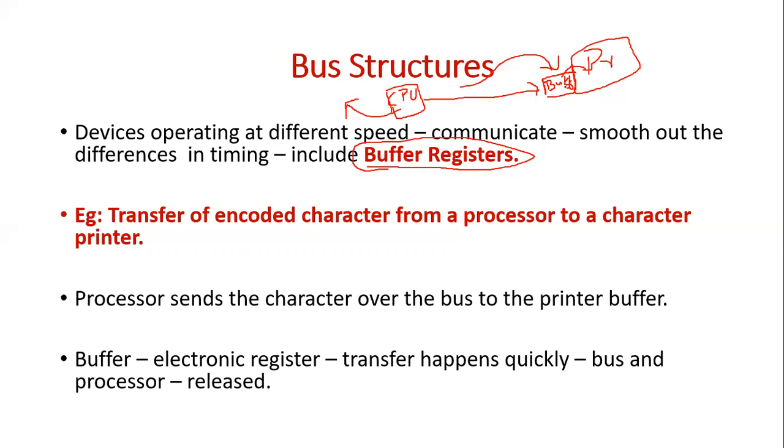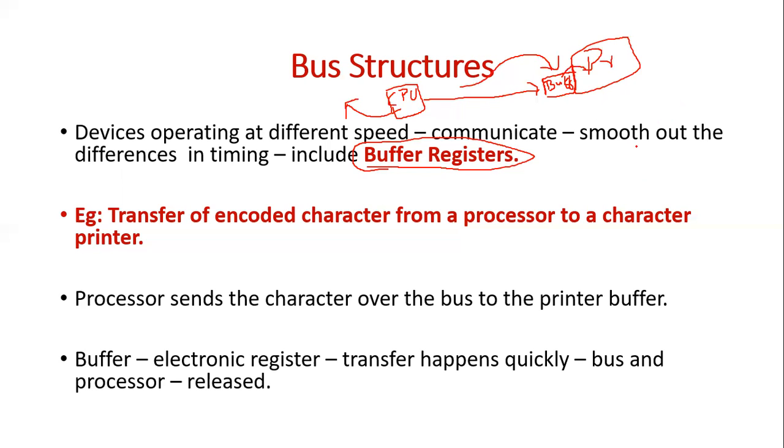During this time, when the printer is taking data from the buffer and printing, the printer will not be available for other devices. So this is how buffers solve the problem of different devices with different speeds.